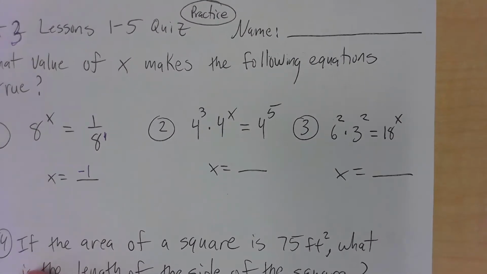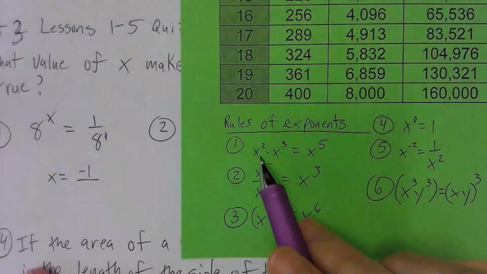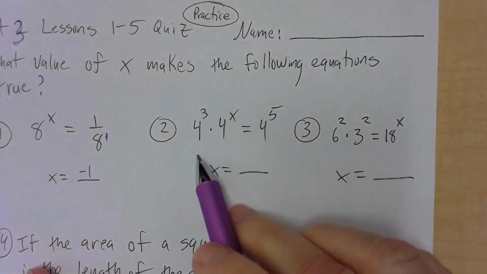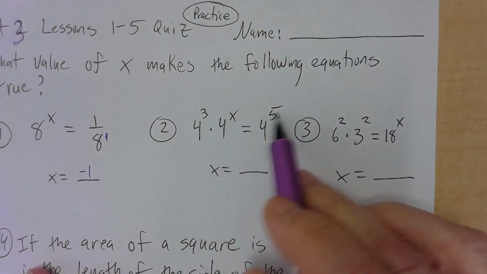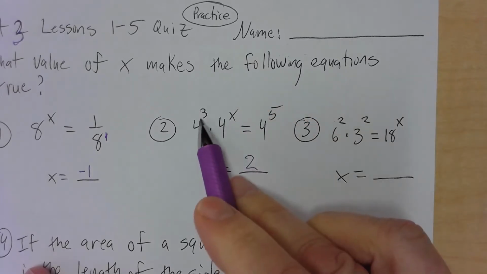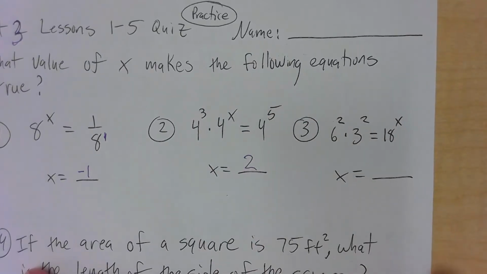Number 2 is just the basic first rule. When you multiply like bases, you add the exponents. So you have 4 to the third and 4 to the something. So I'm missing a 2 there, right? So there's a 2 there. 3 plus 2 makes 5.